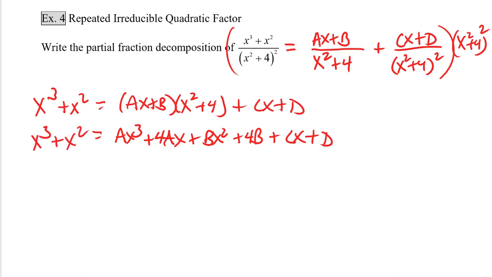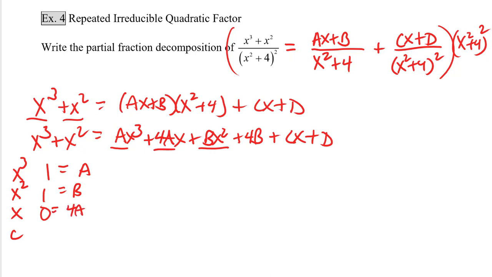Now this is actually in 4 variables, so you might think that we're going to want to use matrices to solve this, but I think this one's going to wind up being pretty simple. We're going to have x cubed, x squared, x, and our constant. Our coefficient in front of x cubed on the left is 1, and that has got to equal a. Our coefficient in front of x squared on the left is 1, and that's going to have to equal b. We don't have a coefficient in front of x, so 0 has to equal 4a plus c. And we don't have a constant on the left, so 0 has to equal 4b plus d.